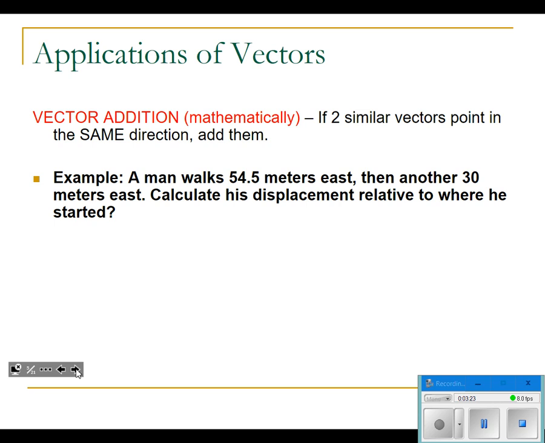A man walks 54.5 meters east and then another 30 meters east. Calculate his displacement, which is a vector value, relative to where he started. So displacement is the distance and direction put together. So we draw our line that's going to what I would consider be east on my paper. And that I'm going to label it as 54.5 meters. I don't have to put the east there because the arrow actually shows me east.